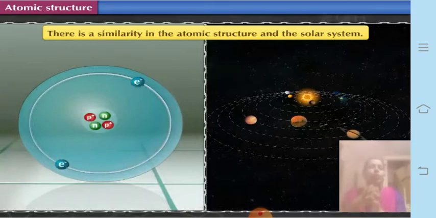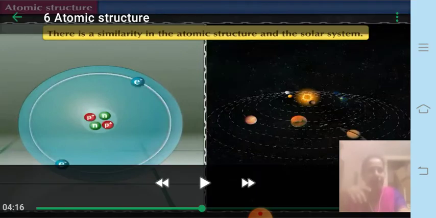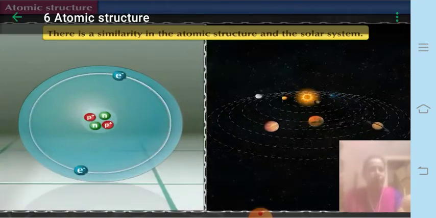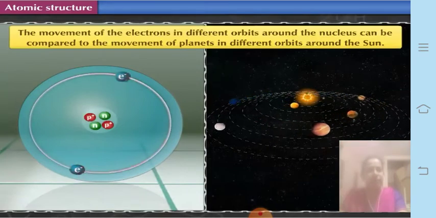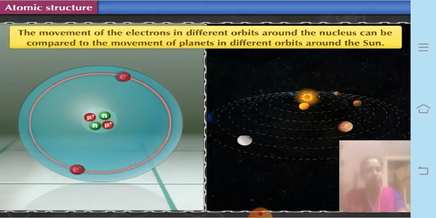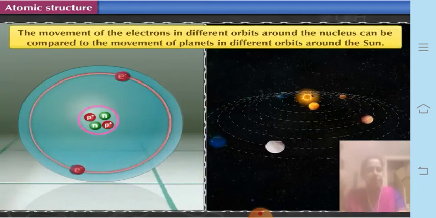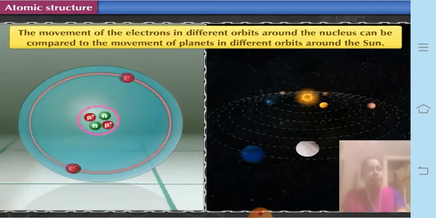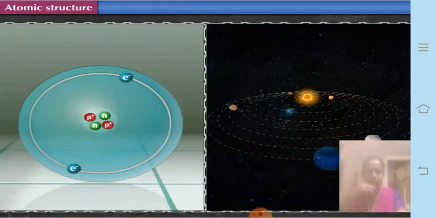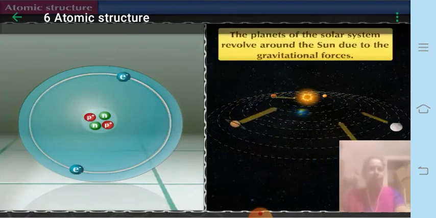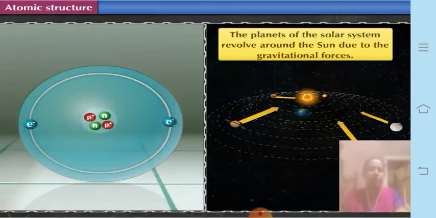Now you can see there is a similarity between the atomic structure and the solar system. You know that the planets revolve around the sun in definite orbits. In the same way, the movement of electrons in different shells, different orbits around the nucleus, is comparatively similar to the movement of the planets in their different orbits. But planets of the solar system revolve around the sun due to gravitational force.